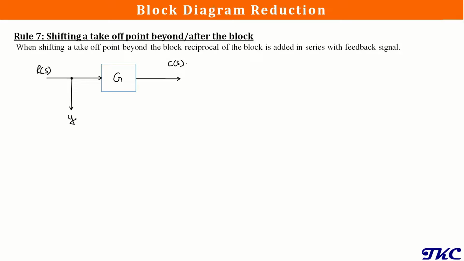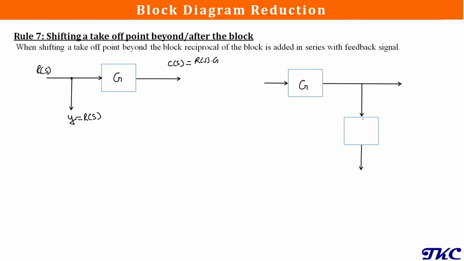So C of S will be R of S into this block, so it will be R of S into G, and the feedback signal, that is Y, will be R of S only. Now when we apply this rule, we need to add the reciprocal of the block G to this feedback signal which is emerging from this takeoff point, so that is 1 by G. And now let's find the value of this feedback signal Y and the output signal.